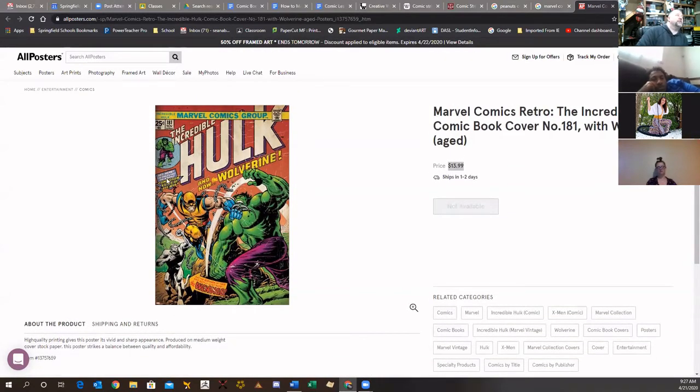Other than that, we have a couple little splashes. Wolverine is appearing in this comic, so it looks like Wolverine and the Hulk are fighting. It is from the company, so we have the company's name up here, but we also have Incredible Hulk. It's one of their characters, all described here. But we don't have anything about who the people are that worked on that.